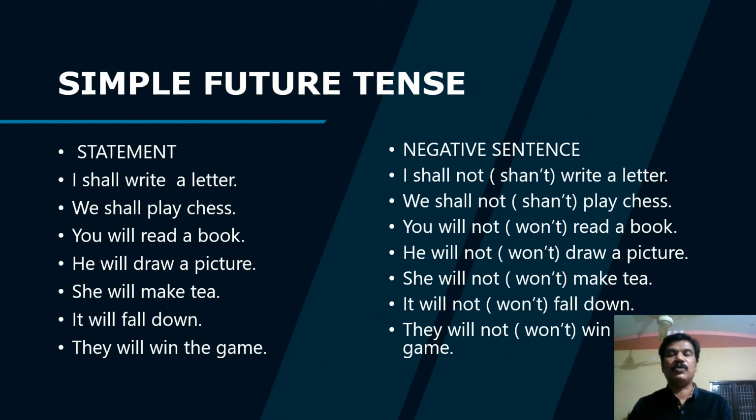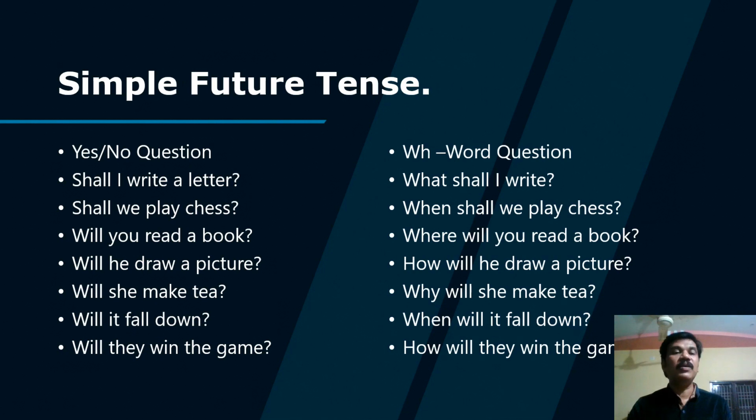Now read out the remaining sentences. She will make tea. She will not make tea. It will fall down. It will not fall down. They will win the game. They will not win the game. Like this, we construct future sentences and we can change statements to negative sentences. Now let's learn yes or no questions and WH word questions.